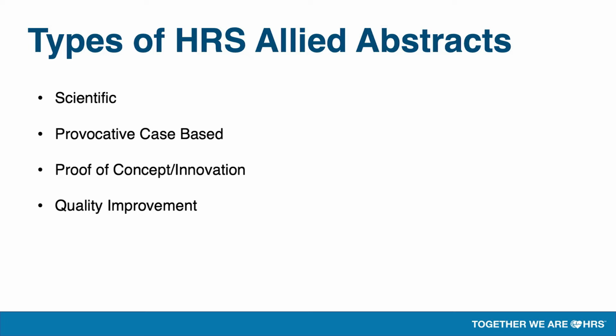Proof of concept or innovation. So the pandemic was an impetus for many different system improvements, right? Because out of a need, we had to pivot and do things differently. So a lot of great research at FHRS this year came out of innovation for process improvement as well as quality improvement. So those are the 4 tenets of abstracts for Heart Rhythm that allieds can base their clinical research on.